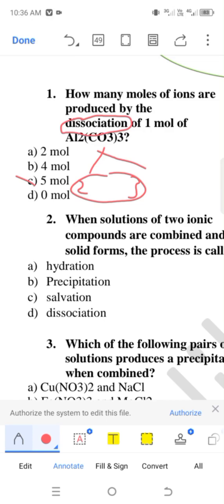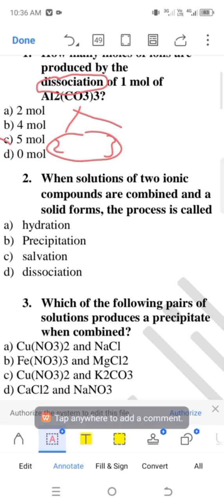But instead of dissociation, if the examiner asked for the dissolution of 1 mole of aluminum carbonate, you have to check the solubility. If it's insoluble, it does not dissociate into ions, so it will form 0 moles. But if it's soluble, you have to dissociate it and form the moles per formula unit of that salt.